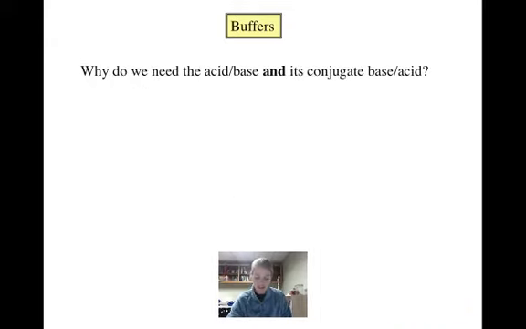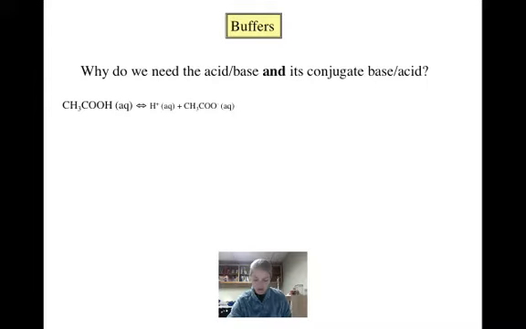Why is it that a buffer can't simply be a weak acid or a weak base, but that it must be the weak acid and its conjugate base, or the weak base and its conjugate acid? Why not just have one of the components? Let's evaluate the buffering capacity for a weak acid alone, without additional conjugate base added.